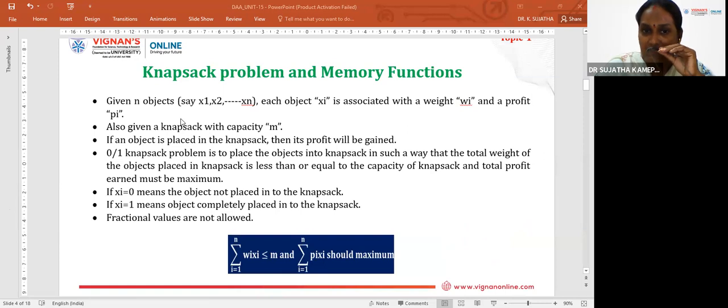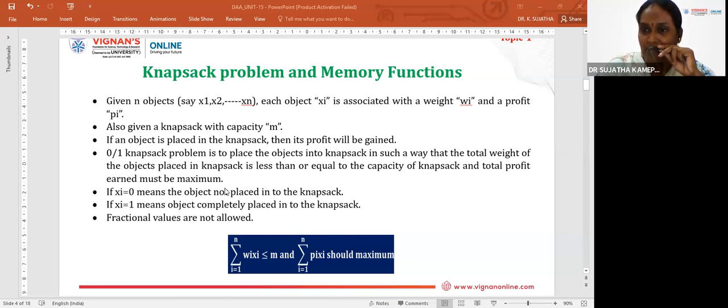Now let us see the problem statement once again. What are the inputs given in this problem? You are given n objects, let us say x1, x2, and so on up to xn. Each object xi is associated with a weight wi and a profit pi. You are also given a knapsack with capacity m. If an object is placed in the knapsack, then its profit can be gained. The 0/1 knapsack problem is to place the objects into the knapsack in such a way that the total weight of the objects placed in the knapsack is less than or equal to the capacity of the knapsack, and the total profit earned must be maximum.